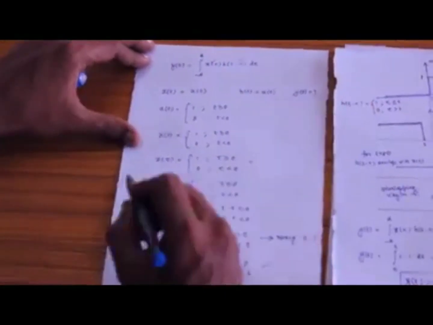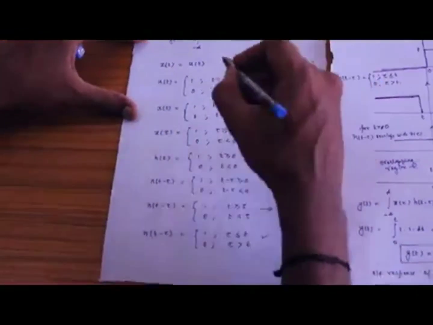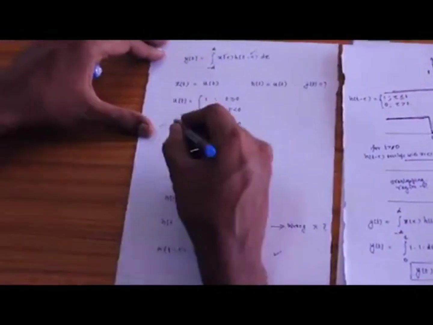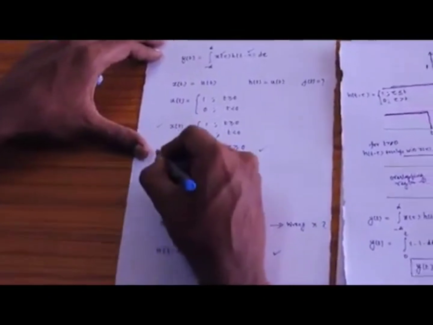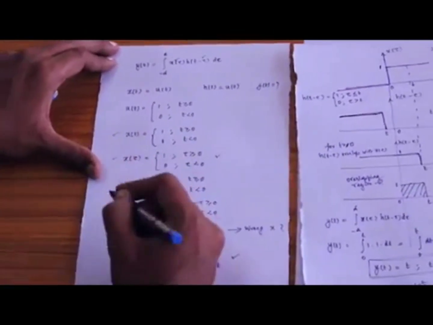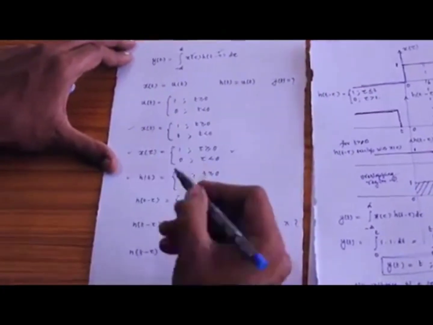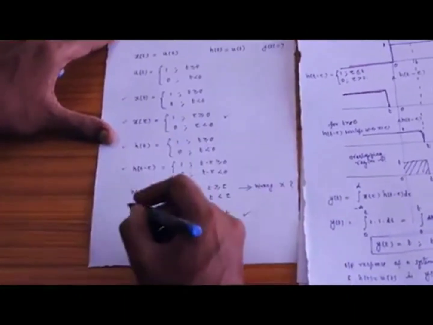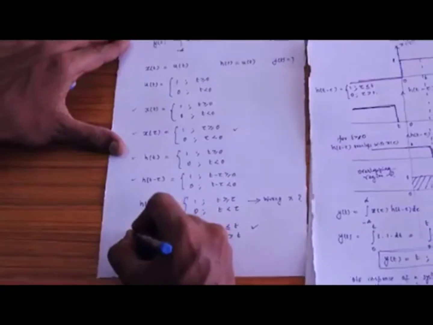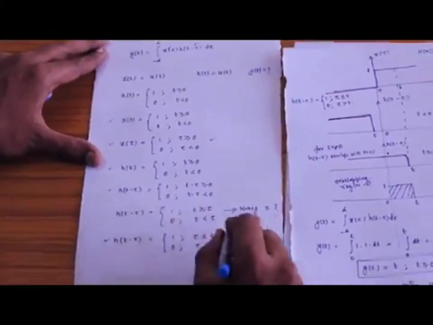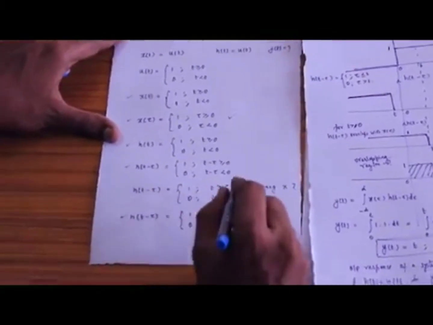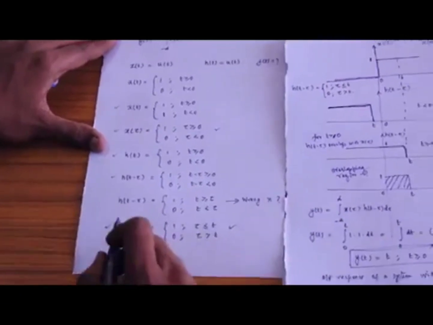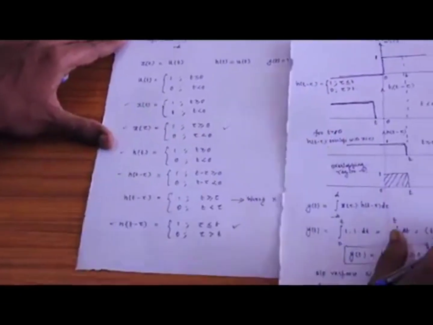Initially what we are doing, we are writing the x of t function and then converting that function into x of tau. Then we are writing h of t, and the function h of t minus tau, okay, and then writing h of t minus tau with respect to tau. Please don't write h of t minus tau with respect to t, okay. So x of tau, h of t minus tau.